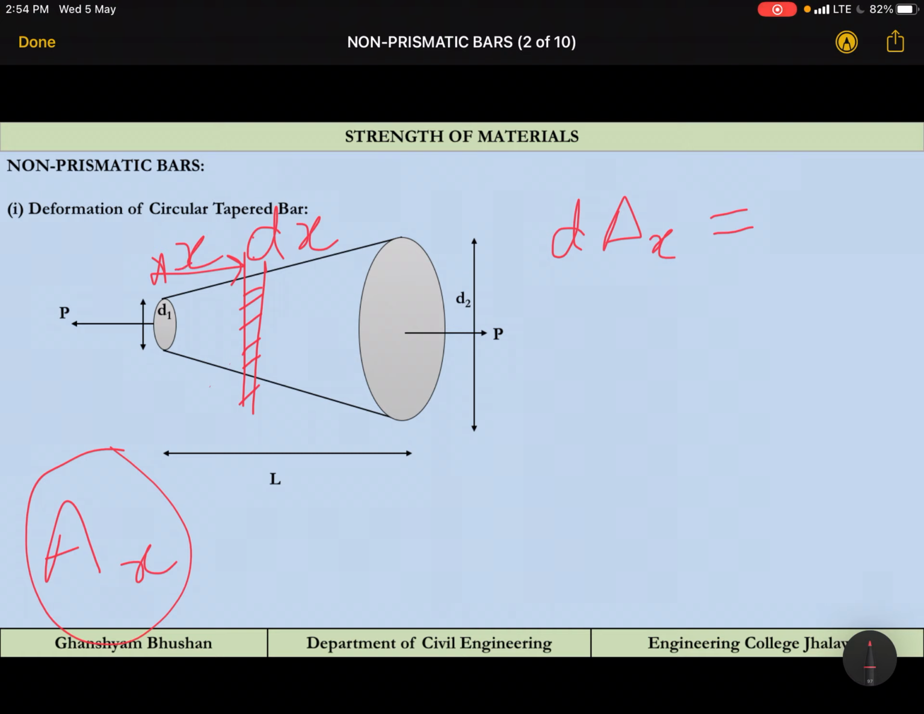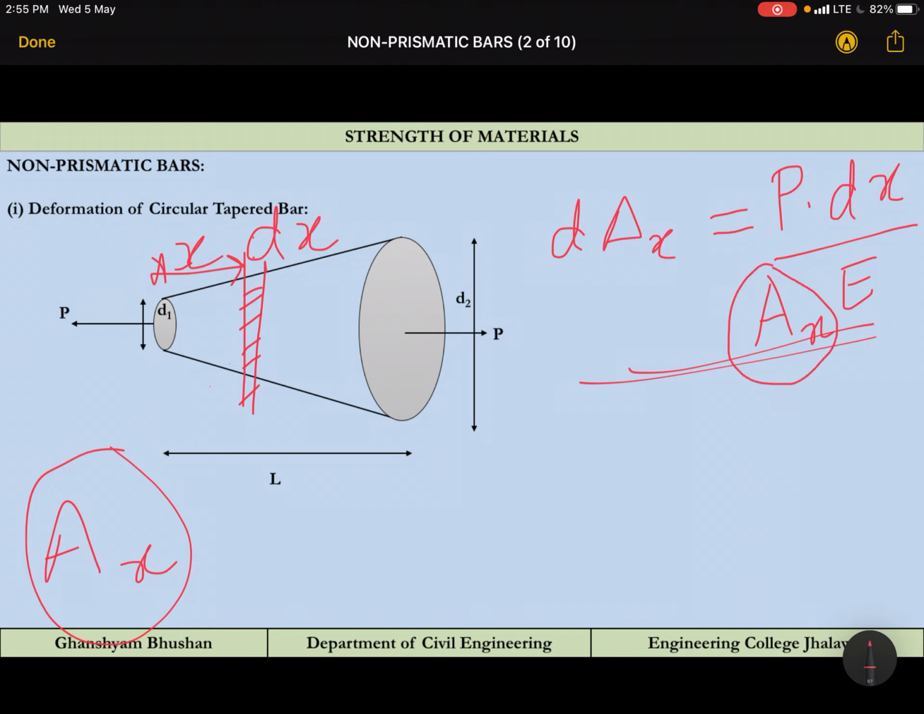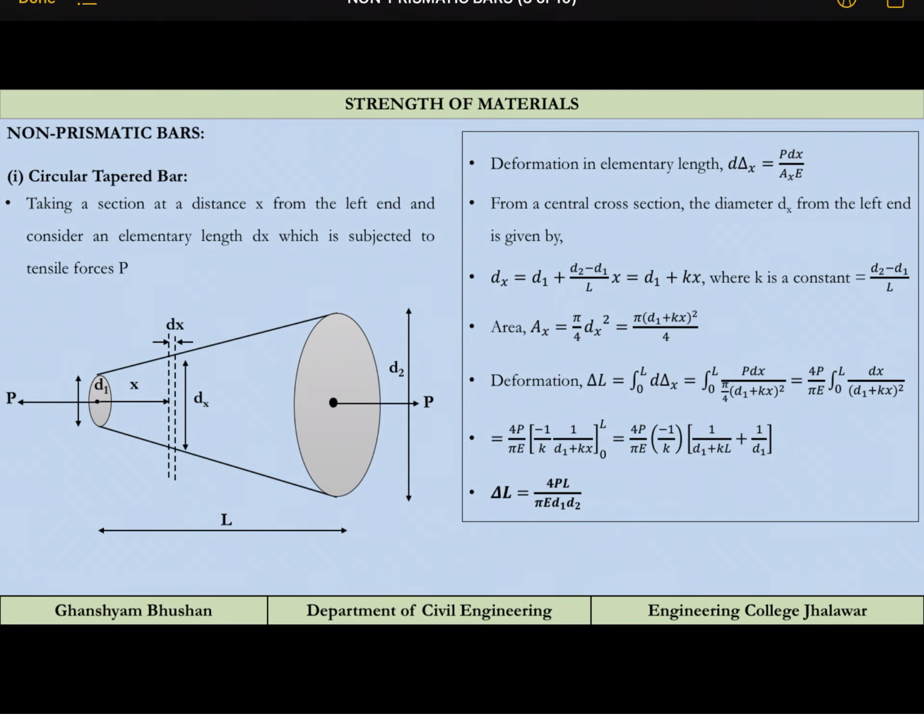So how much will be the deformation if we use the equation? It will be P into dx, the length, divided by Ax into E. This is very simple. Now if we are able to find the area Ax in terms of x, then for the deformation we can integrate this delta x. That we can easily do, since the slope is constant, so we can easily calculate Ax. Let us try to understand how we are going to do it.